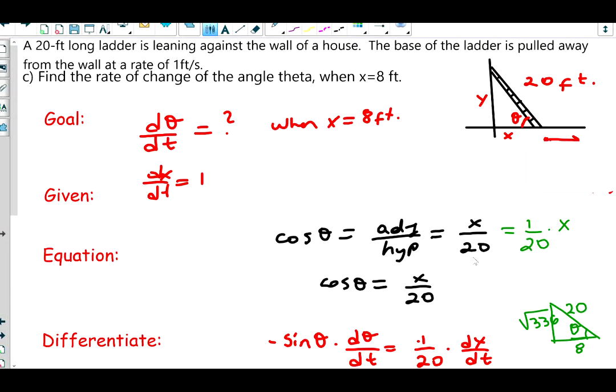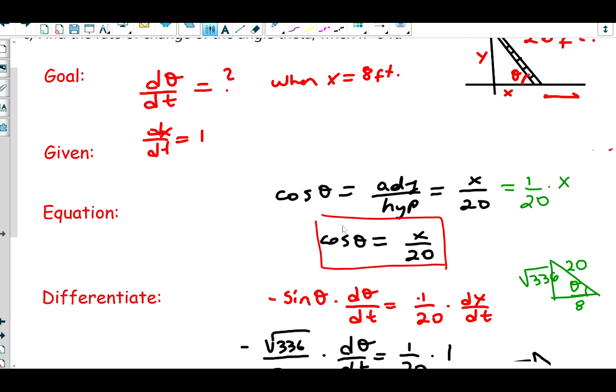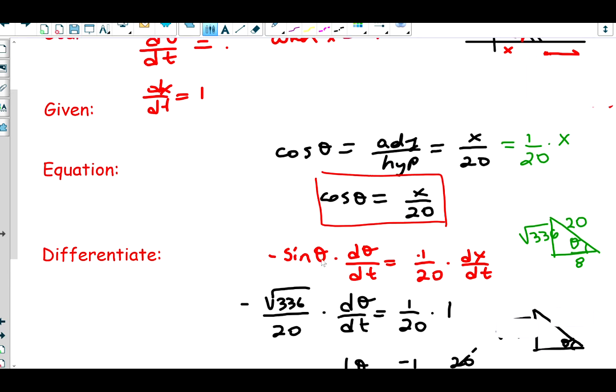The only difference is that the equation that relates the variables had theta in it, a trigonometric function. In that situation, when you differentiate both sides, don't forget, the derivative of this side will be negative sine theta times d theta dt. If you forget that, you'll say, okay, what am I solving for? There is nothing to solve for, and it'll be a problem. And on the right side, it was 1 over 20 times dx dt. From there, we just plugged in what was given, and we had to figure out what sine theta was for the situation to finish the problem.